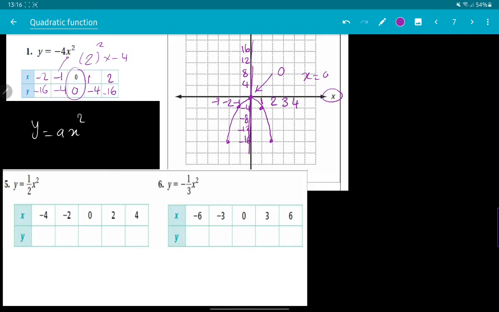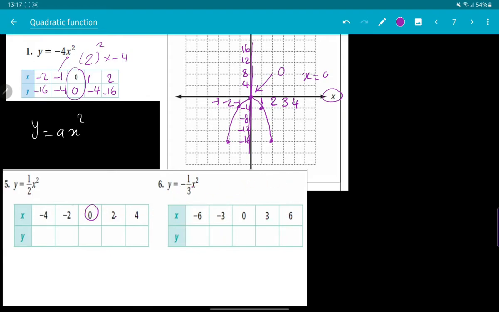This one, number 5, we have a fraction. A is a fraction. I told you before that if we have no b, we start with 0, then go 1, 2, and so on. But if you have a fraction, it's easier to go with the multiples of the denominator. So 0, 2, 4. If it's 3, you go 3, 6, and so on. If it's 1/5, you go 5, 10, and so on.